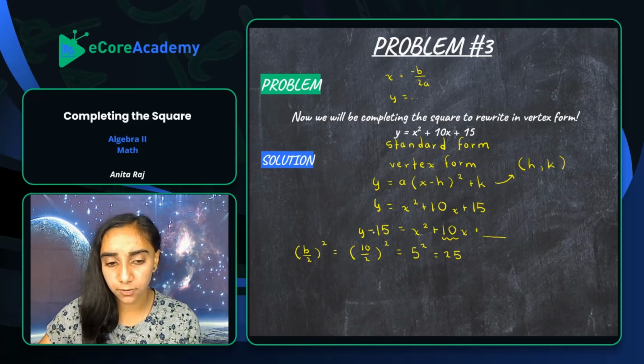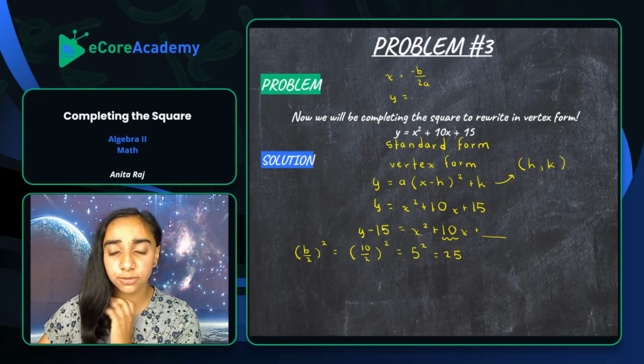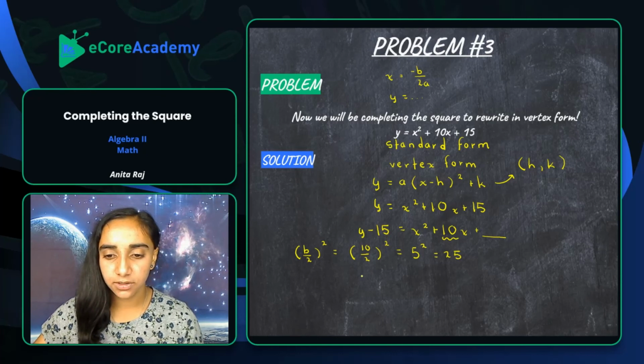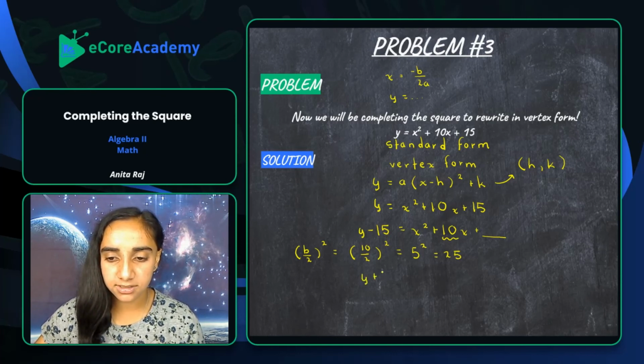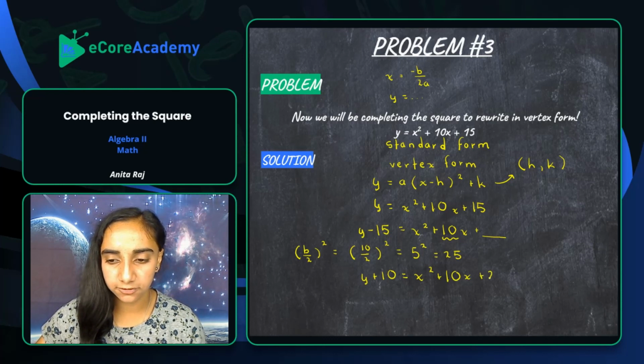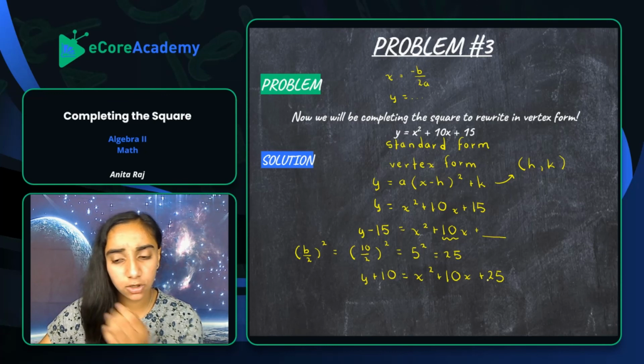if I add 25 to this side of the equation, we're adding 25, which is a constant term, and negative 15, which is another constant term. So negative 15 plus 25 is equal to positive 10. So that would become y plus 10. And because I'm simply just adding 25 to the right-hand side of the equation, I just get x squared plus 10x plus 25. As you can see, this is a perfect square trinomial on the right-hand side of the equation.